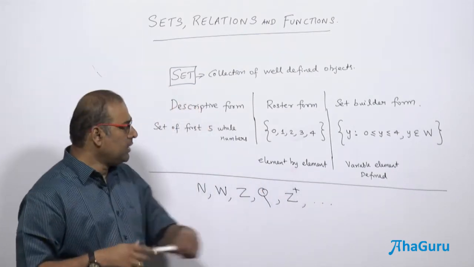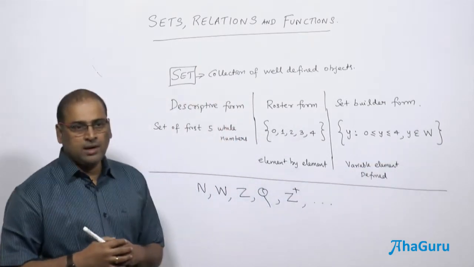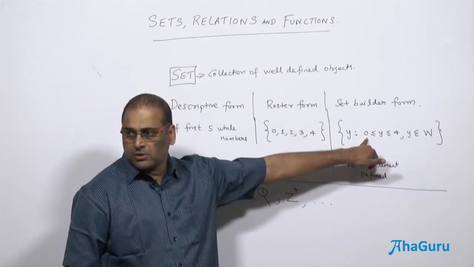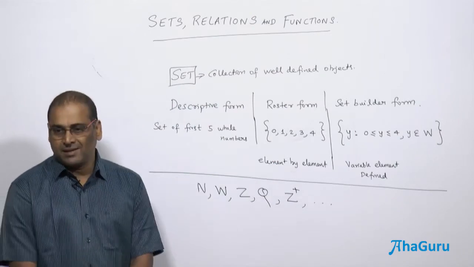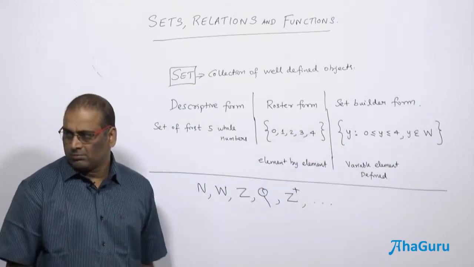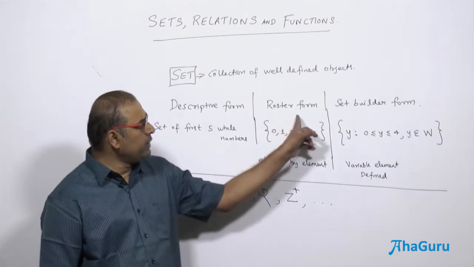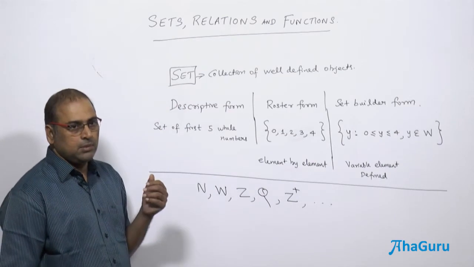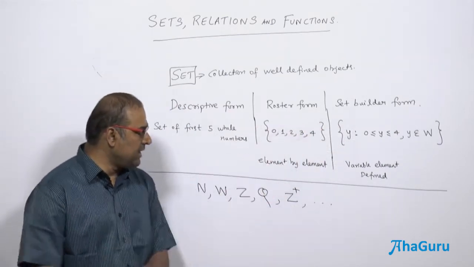Therefore, when you say y belongs to this set of whole numbers, it means y is going to start from 0 and end with 4. In this case, both ways are good. Usually a set will be represented by roster or set builder form. Sometimes there is nothing wrong in writing it as a statement. Usually we represent it mathematically like this.